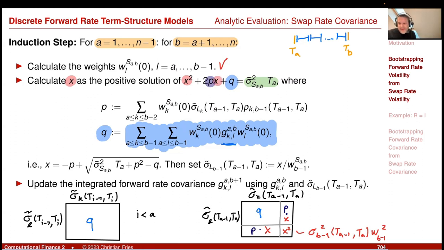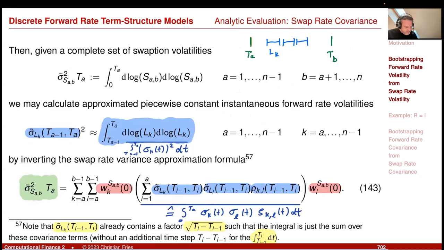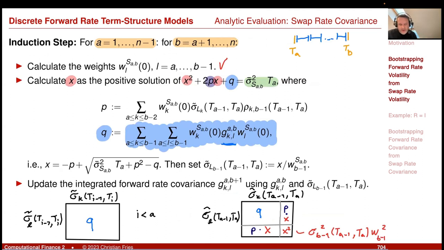So this is now the equation we have here in a slightly different form. Swap rate covariance, forward rate covariances. And surely I can solve this for the X. My solution for the X is minus P plus the positive solution, square root of integrated swap rate variance plus P squared, minus Q. So minus all the other stuff that we have already calibrated. So it's the difference of the forward rate covariances that is under this square root. So this is my X.